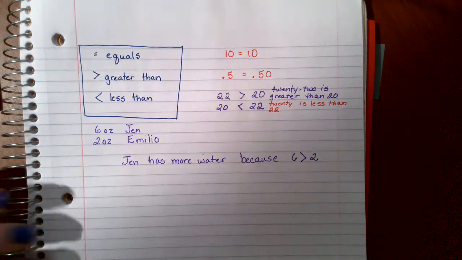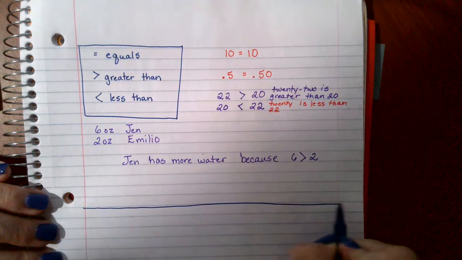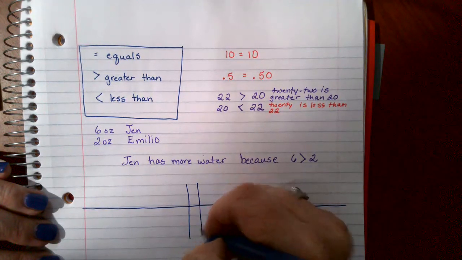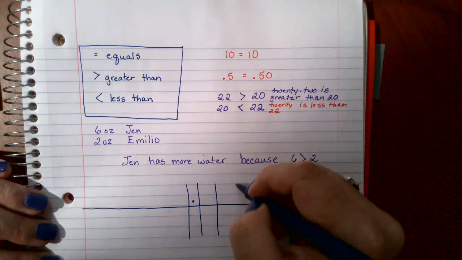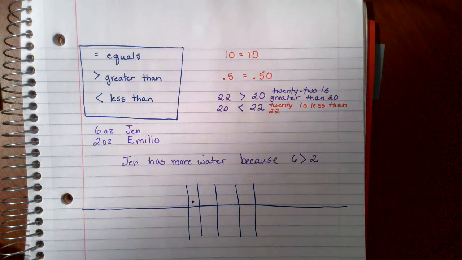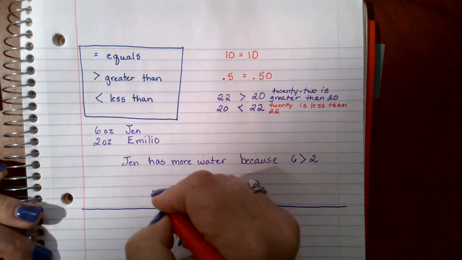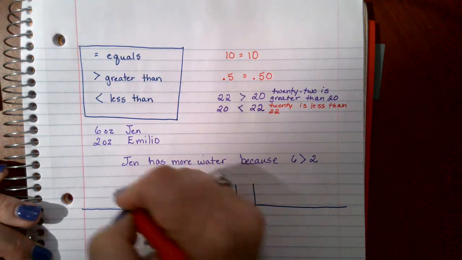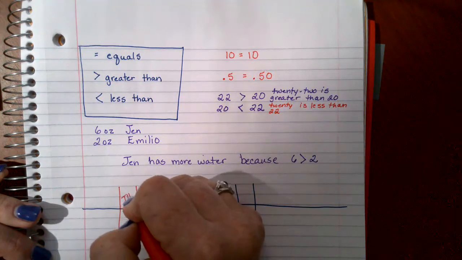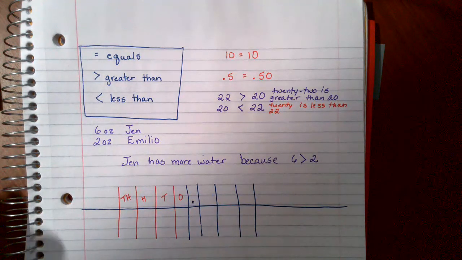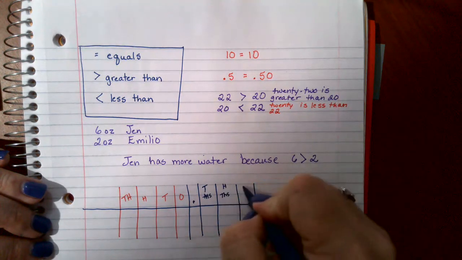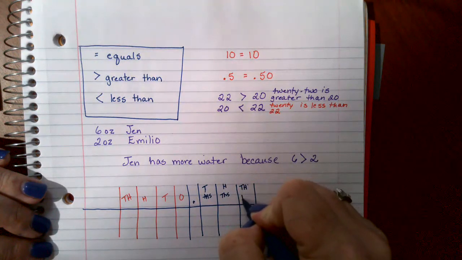Okay, so I'm going to go ahead and draw my place value chart. And I do this when I'm comparing numbers. I'm not going to make it real huge because we're just going to compare two numbers. I'm going to put my decimal point here, tenths, hundredths, thousandths. On the other side, we're doing ones, tens, hundreds, thousands. This is tenths, hundredths, thousandths.